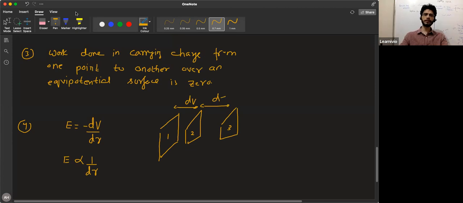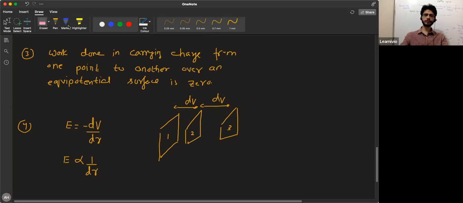Potential difference is same. That means if on the first surface, potential is 5 volt, second surface, potential is 8 volt, the difference is 3 volt. Then what should be the potential on the third surface, Minashi? First is 5, second is 8, the difference is 3 volt. I'm saying between 2 and 3, potential difference is same. So if this is 8 volt, 11 volt. So that the difference between the potential is same.